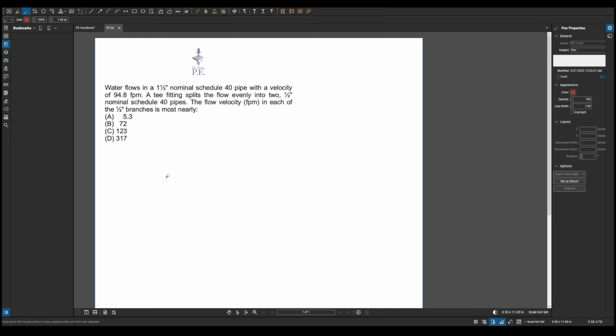So let's draw a diagram here. We have our pipe and it connects to a T-fitting. We know that this is a 1.5 nominal Schedule 40 pipe here. The tricky thing with this is the nominal Schedule 40 pipe. When this says 1.5 inches, this is not necessarily the inside diameter of the pipe. We need to go to the Schedule 40 pipe and check.